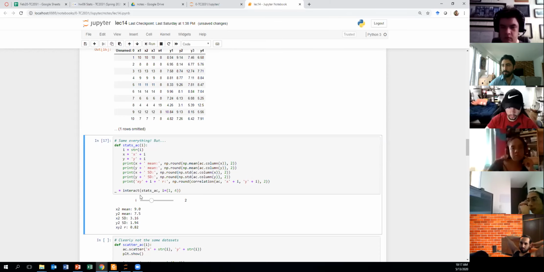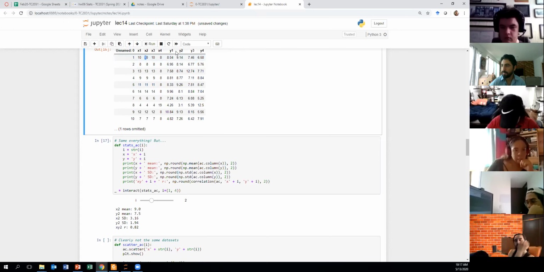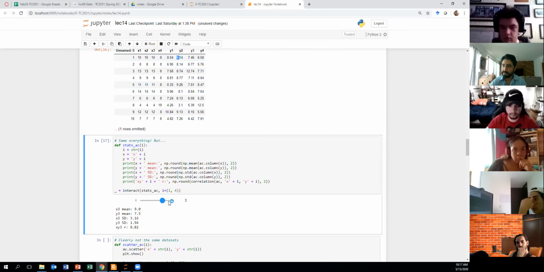So for x2, y2, the x2 column with the y2 column, you can see the same mean, standard deviation, and R for all of them, x3, y3, and x4, y4. So I get the same mean, standard deviation, and R for all these, comparing x1 to y1, x2 to y2, x3 to y3, x4 to y4.